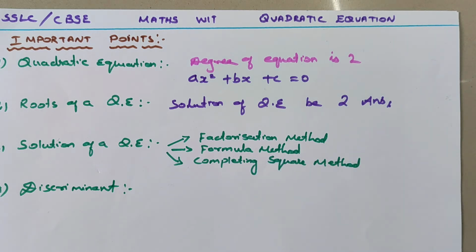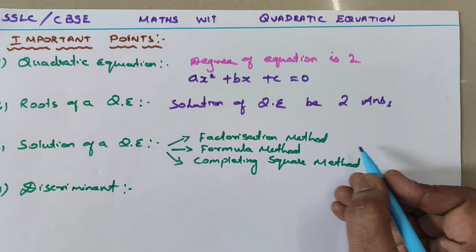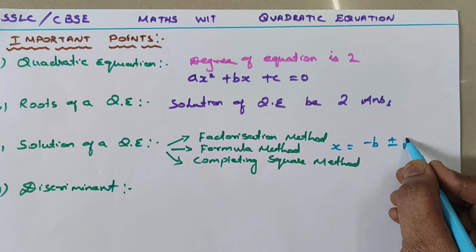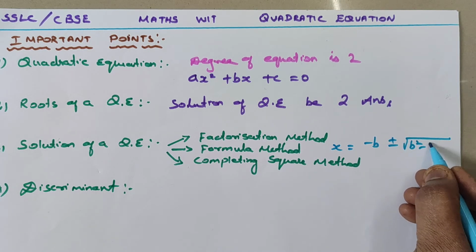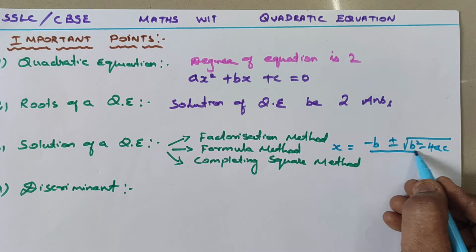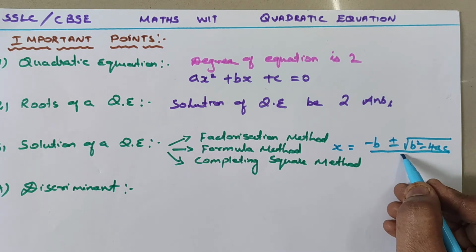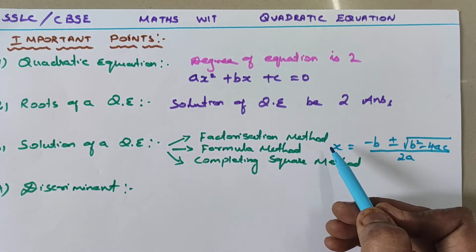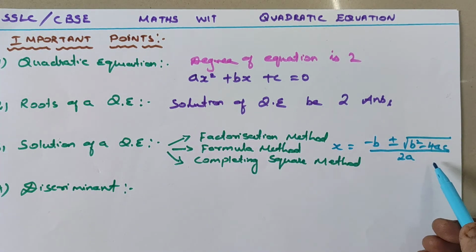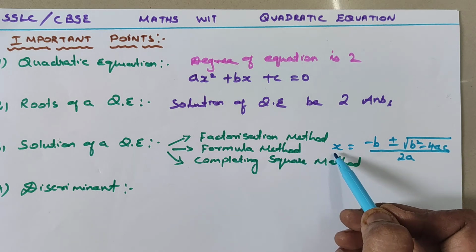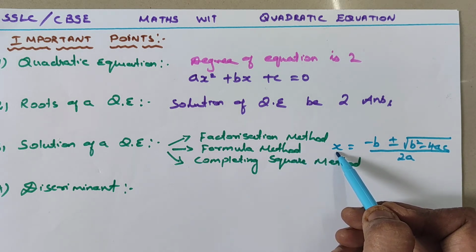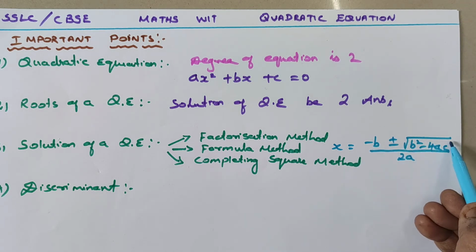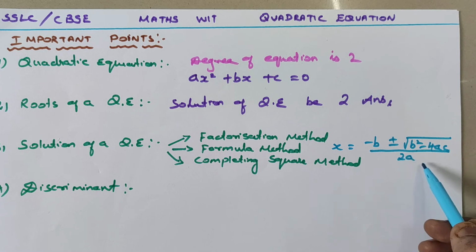Next, the formula method. The formula to find out the x value is x is equal to minus b plus or minus square root of b square minus 4ac, the whole thing divided by 2a, where a, b, c are the integers of the quadratic equation. So we can find out the x value using the formula method. The formula is minus b plus or minus square root of b square minus 4ac divided by 2a.